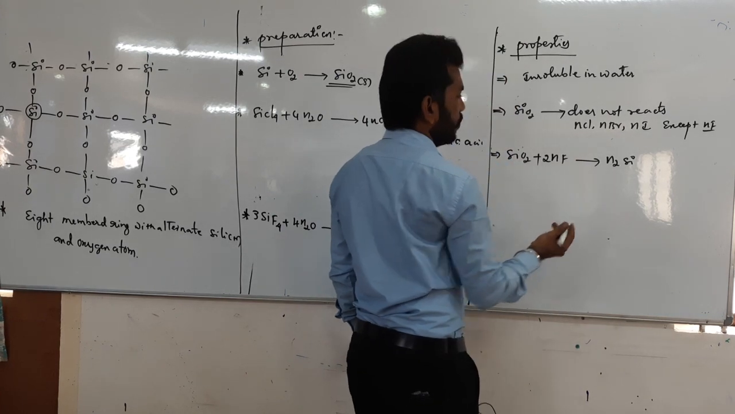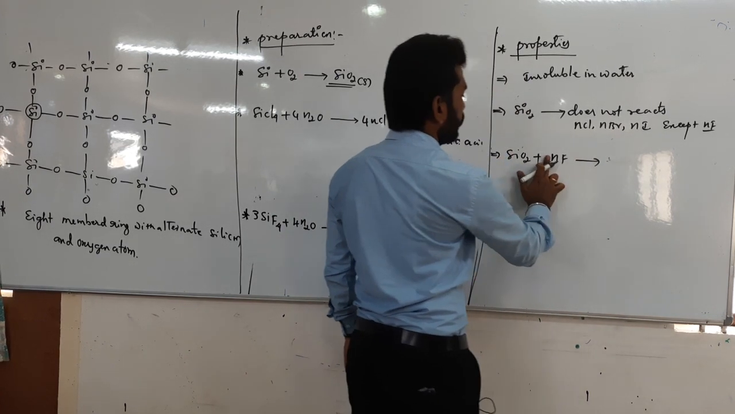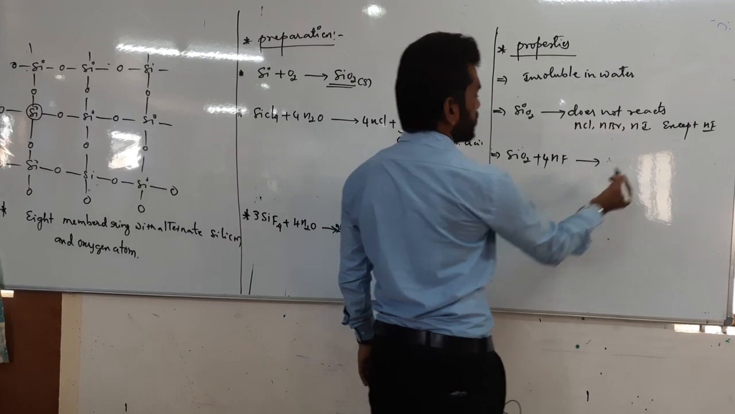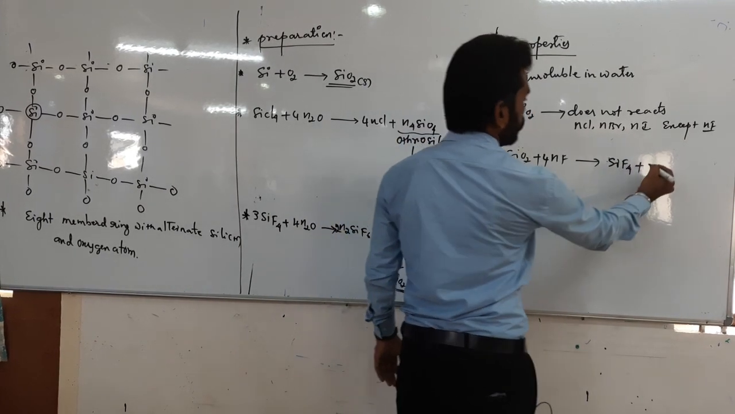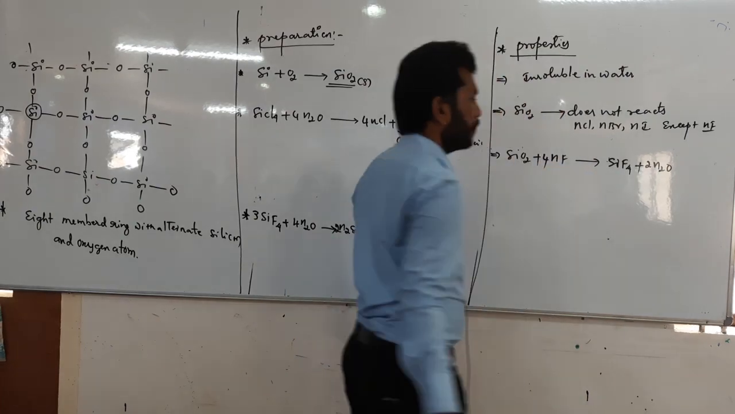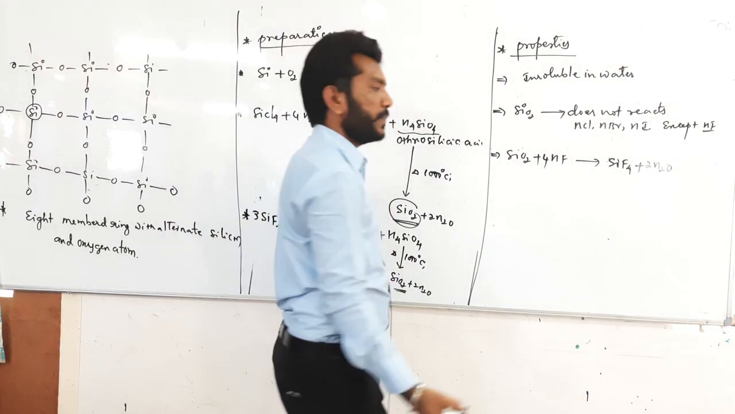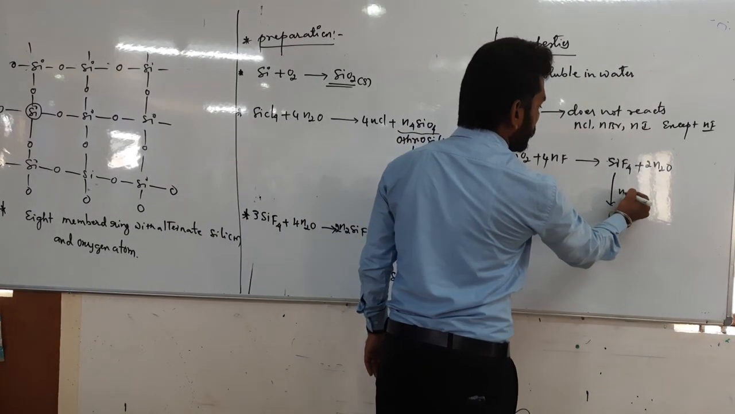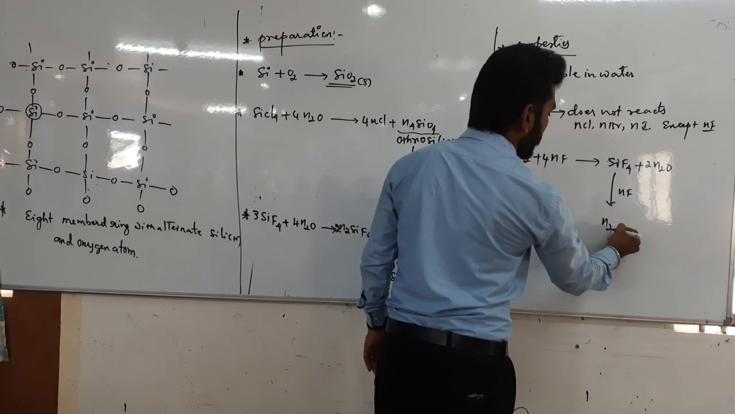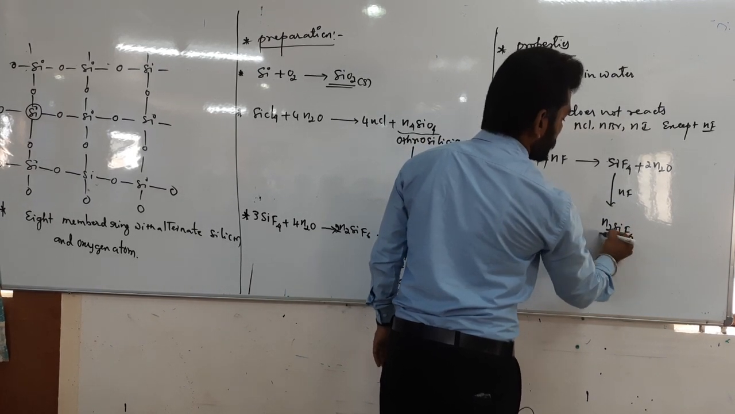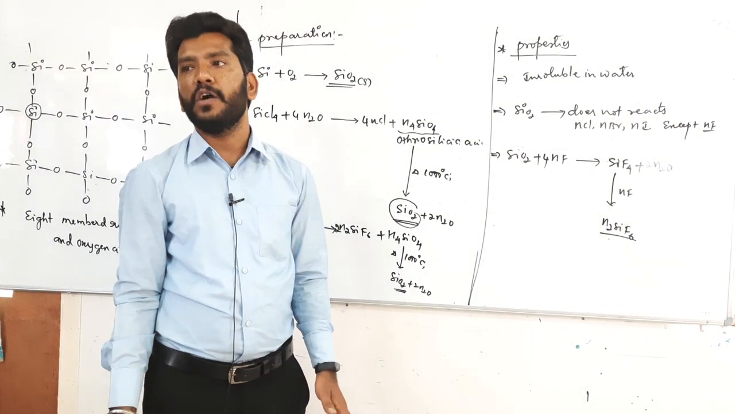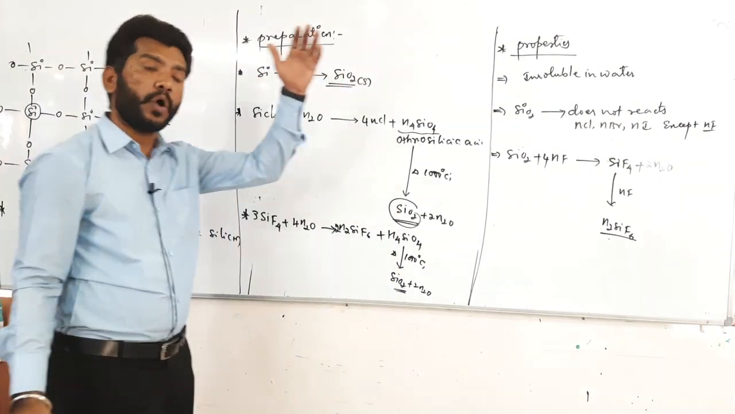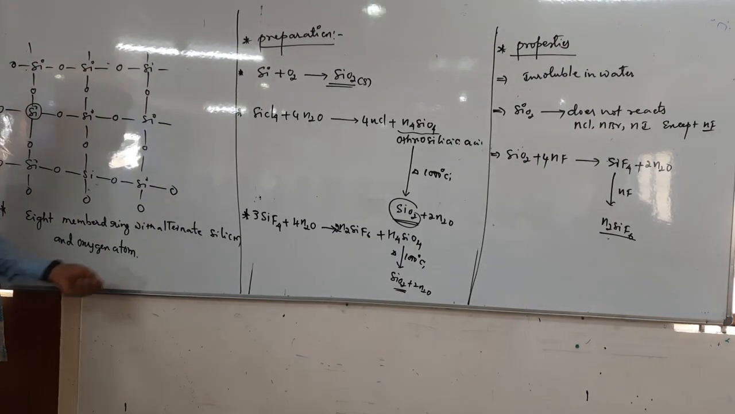Suppose I take 4 moles of HF, what you would expect here is silicon tetrafluoride plus 2H2O. Suppose this compound again reacts with HF, guys, what you would expect is H2SiF6, which is hexafluorosilicic acid, which we got in these reactions.